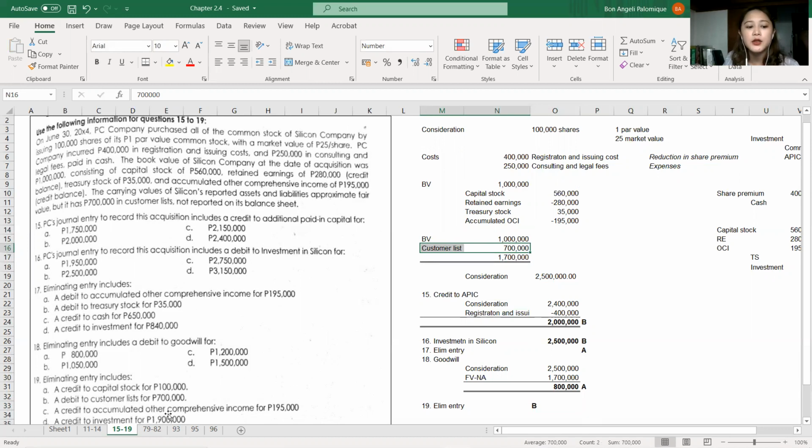Letter C, a credit to OCI. So, credit na nga siya. So, hindi yun yung way para ma-elim siya. Next is a credit to investment. So, mali din siya for 19. So, number 19 natin is letter B.